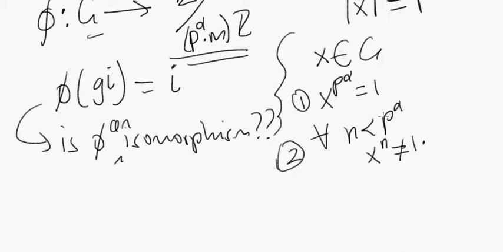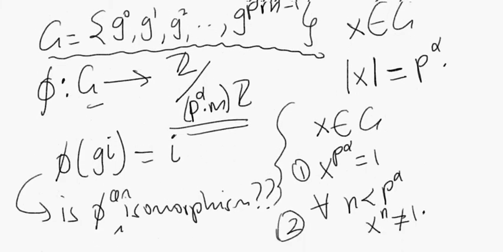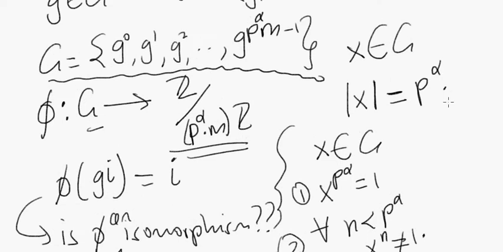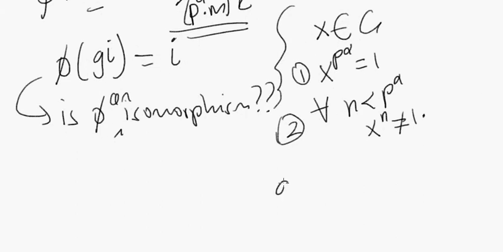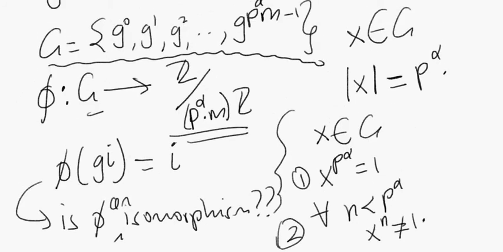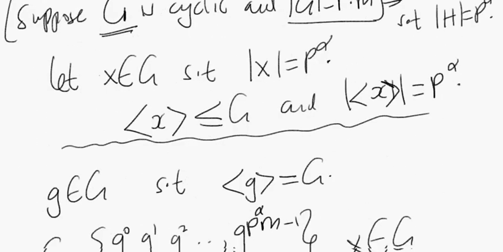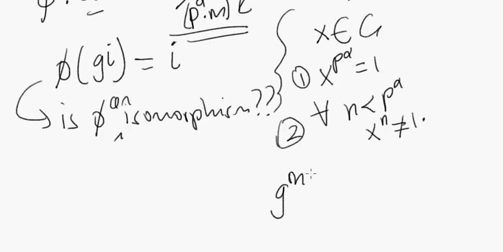First of all, can you guess an element by looking at G? Can you guess an element which, when raised to the power of P to the alpha, is going to give us the identity? What about the element, let's see, suppose we guess the element G to the M. Remember we had that the order of G equals P to the alpha times M, so isn't G to the M an element of the group G, given that G is cyclic and is generated by little g?